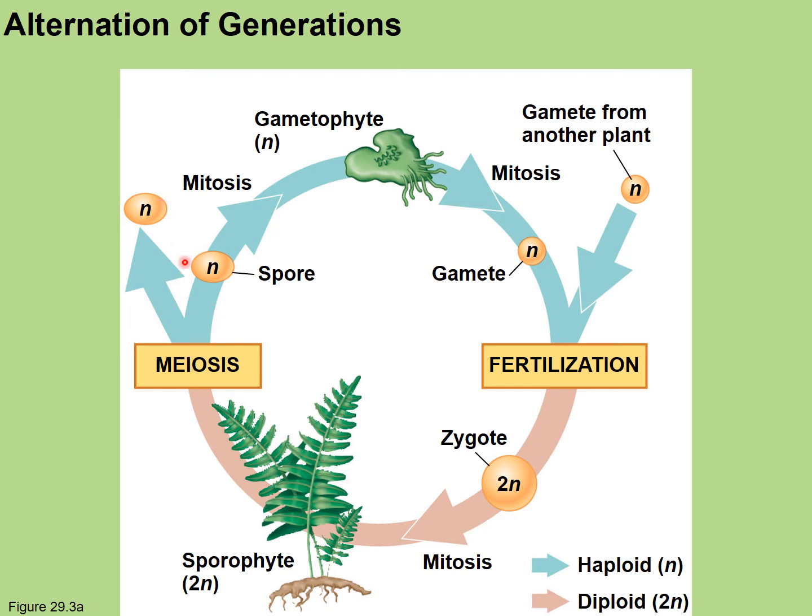The spores are going to be released, and they're haploid, so they're part of the haploid generation, which is the gametophyte generation. They're going to land somewhere and germinate, and start developing into a multicellular structure called the gametophyte. In order to do that, they must undergo mitosis because they're already haploid. If you're creating a haploid multicellular structure, you're going to undergo mitosis. You can't undergo meiosis again.